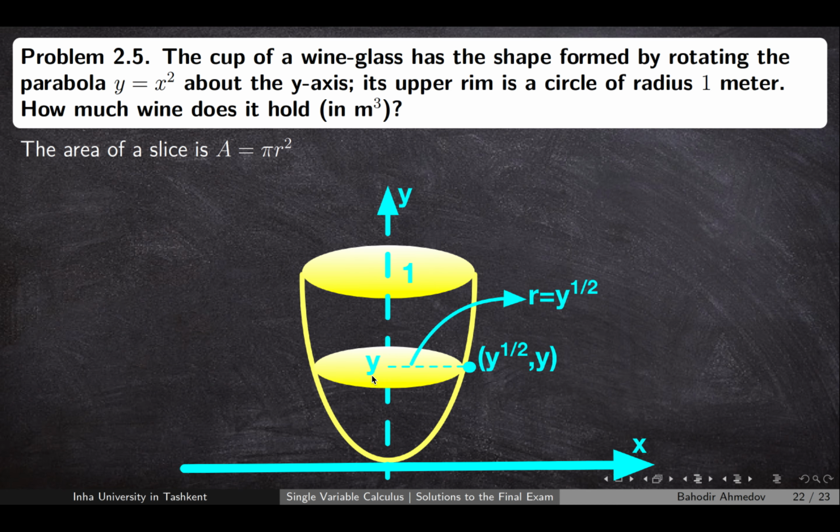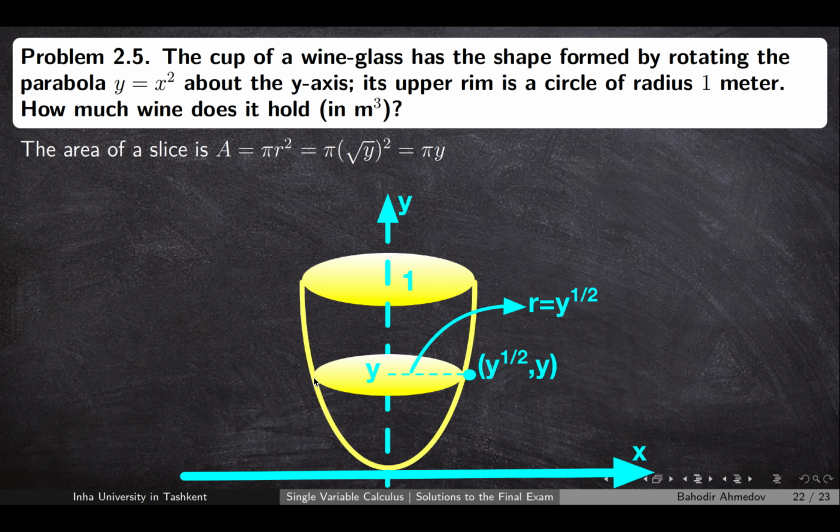Okay, so here the idea is we're going to make the slices horizontally in the y direction. If you cut this at some point y, the coordinate of this point is going to be square root of y and y. The radius of this slice, which is a circle, is going to be equal to the x coordinate, right? Because it gives you the distance from the y-axis to this point, which is equal to the square root of y. So the area of this circle is pi r squared, where r is the square root of y, so it's going to be pi y.